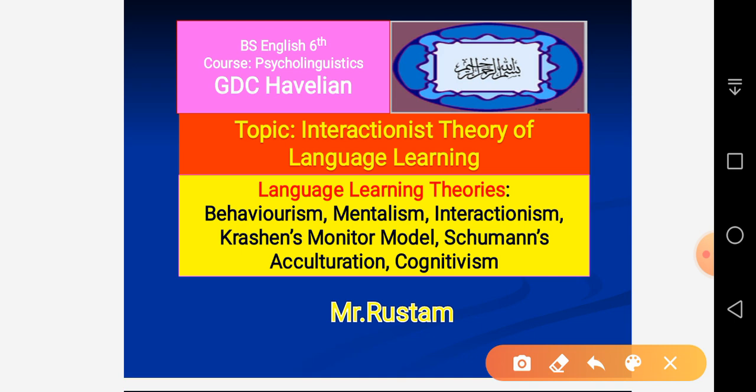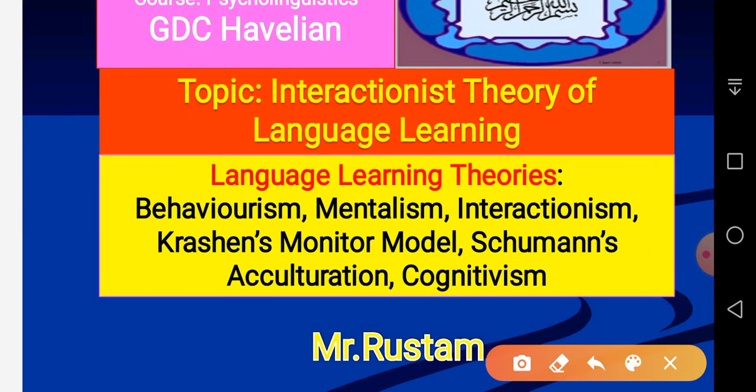There are some theories of second language learning, and as you can see on the screen, these theories are behaviorism, mentalism, interactionism, Krashen's monitor model, which actually consists of 5 hypotheses. Then we have Schumann's acculturation theory and cognitivism theory, and a few other theories are also there, like autonomous theory. But at BS 6th semester level, BS level, usually we don't go into detail about all these theories.